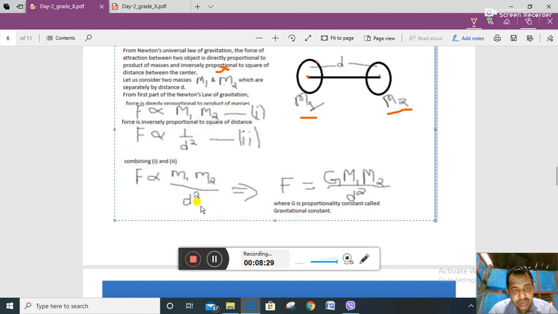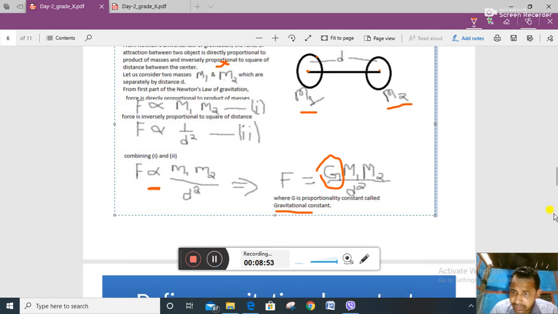Now to change this proportionality sign into an equation, we have to introduce a constant. As I told earlier, we introduce one constant, so F equals G m1 m2 by d square. This constant G is called the proportionality constant, called the gravitational constant.